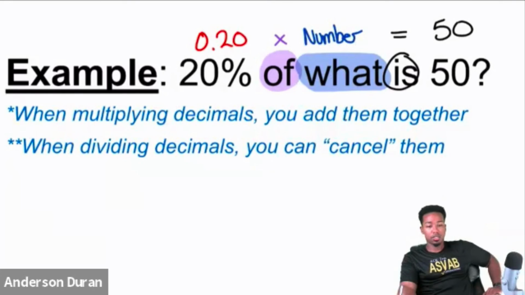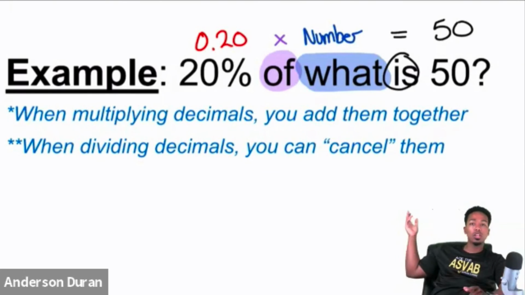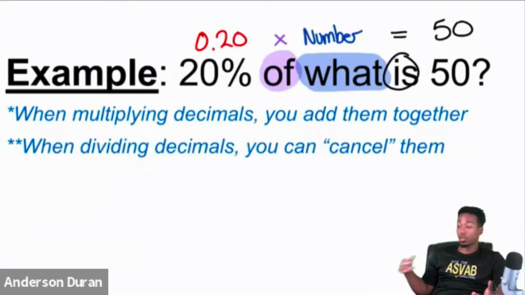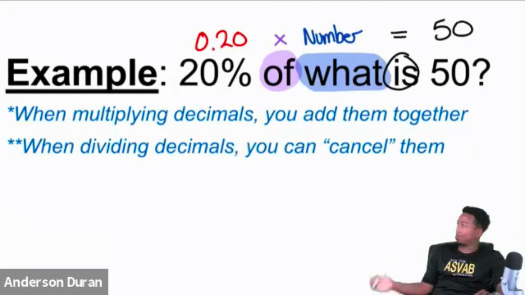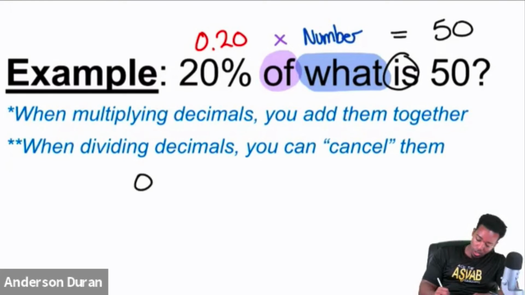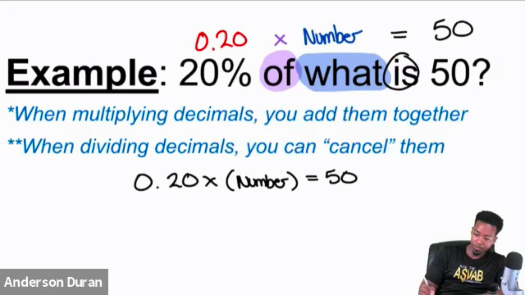So look at how we can set ourselves up. We just wrote an equation out of that. 20% when you convert it to a decimal is 0.20. Of means multiply. What means some number, so I'm just going to write number. Is, that's the same thing as saying equals. And then 50 is just 50. And so in all, what we have here is 0.20 times some number is going to equal 50.